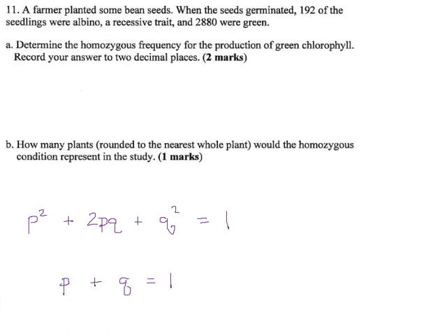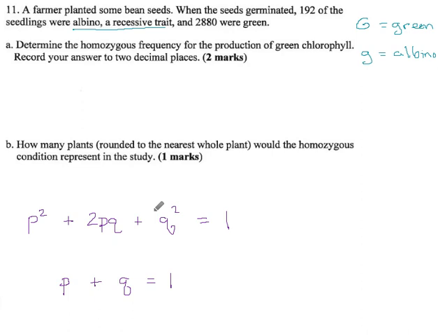Hello again, this is the last of our practice problems with the Hardy-Weinberg principle, and we're ending off with beans. They say a farmer planted a bunch of beans, and when the seeds sprouted, a few were albino, most were green. And they tell us the albino is a recessive trait in case we were uncertain about that. So big G shall represent the green allele, and little g shall represent the recessive albino allele.